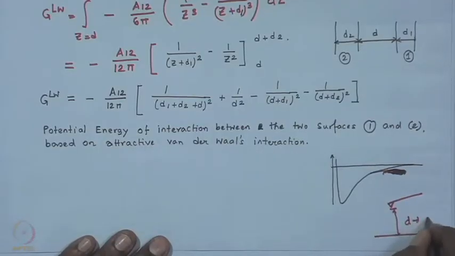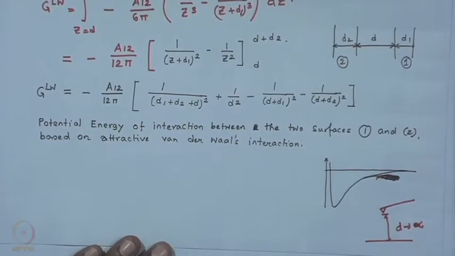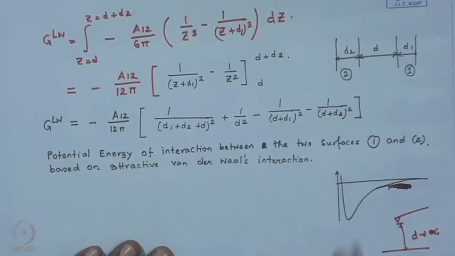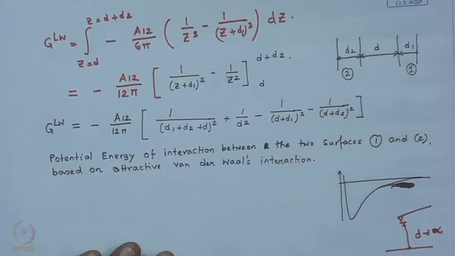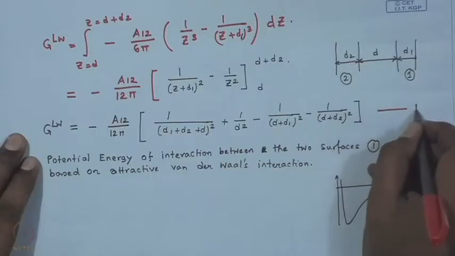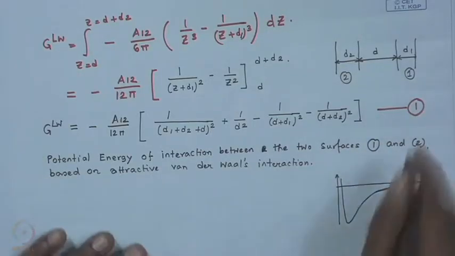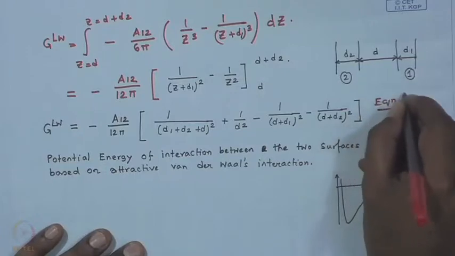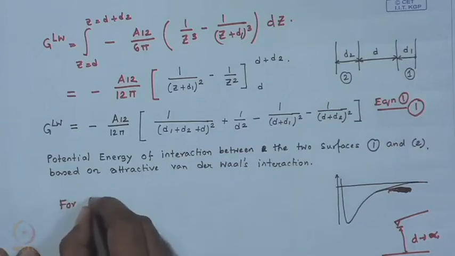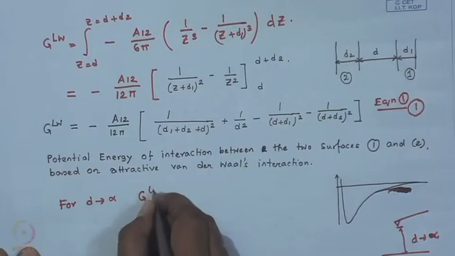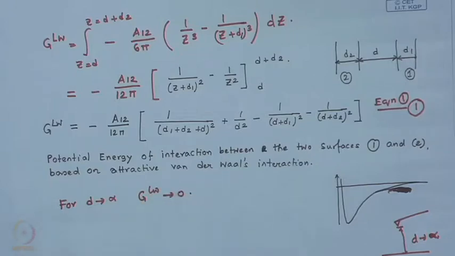Well, what would that mean? That would essentially mean that you set d tending to infinity. Please do not forget what d is. D is the separation distance between the two surfaces. The moment you substitute d equal to infinity in the expression for GLW, let us mark that as equation 1, you find that d is there in the denominator of all the terms. So, for the first case, for d tending to infinity, GLW tends to 0. So, there is no van der Waals driven force when the separation distance is very, very high.